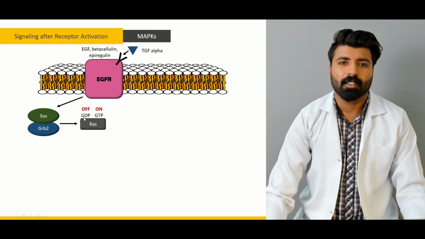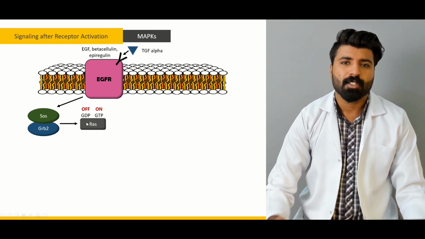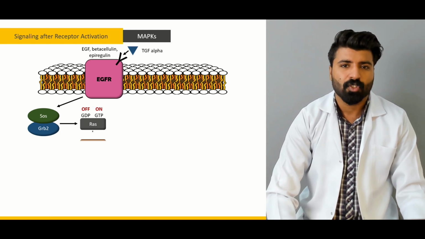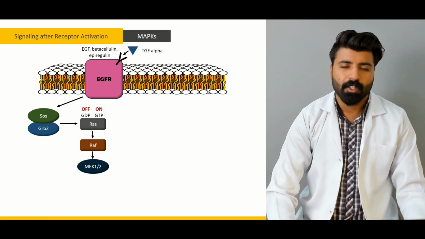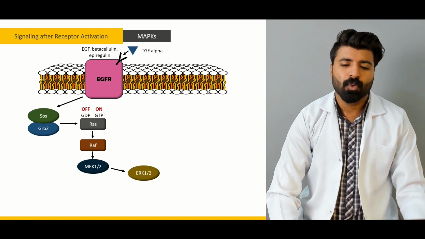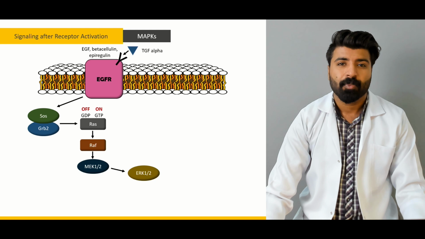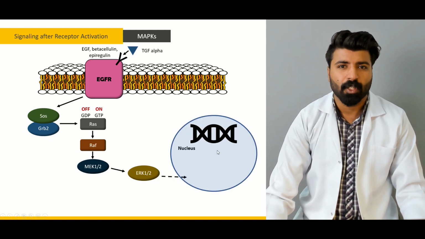So in this diagram, in this topic, we're going to assume that now the RAS is normal. There's an off and on switch on it. So it will be converted into RAF. We talked about it. Further on, it will be converted into kinases and cytokines. It will include MEK1, 2, and afterwards ERK1, 2. These are kinases, cytokines. Now these will be activated and they in turn will get to the nucleus.